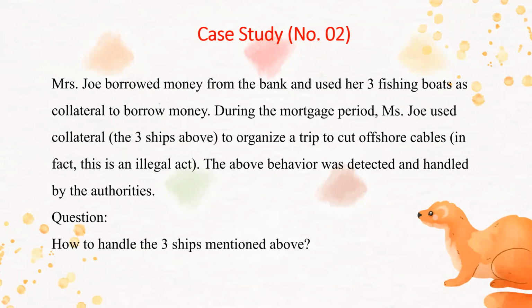We have some case study. Miss Joe borrowed money from the bank and used her 3 fishing boats as collateral. During the mortgage period, Miss Joe used the collateral, the 3 boats, to organize a trip to cut up shore cable. In fact, it is an illegal act. The above behavior was detected and handled by authority. Here is the question: how to handle the 3 ships mentioned above? So we know you have an answer.